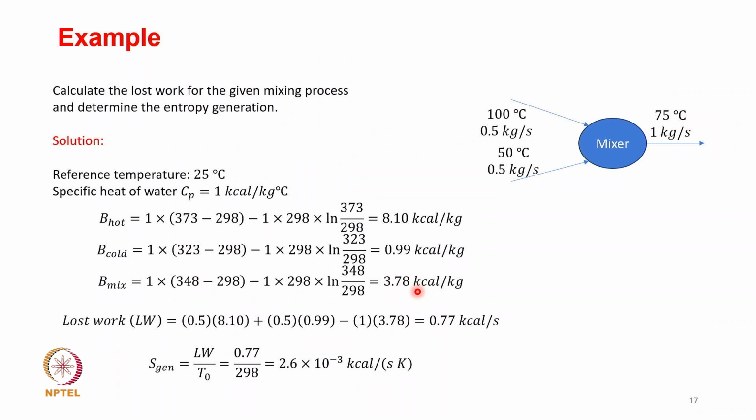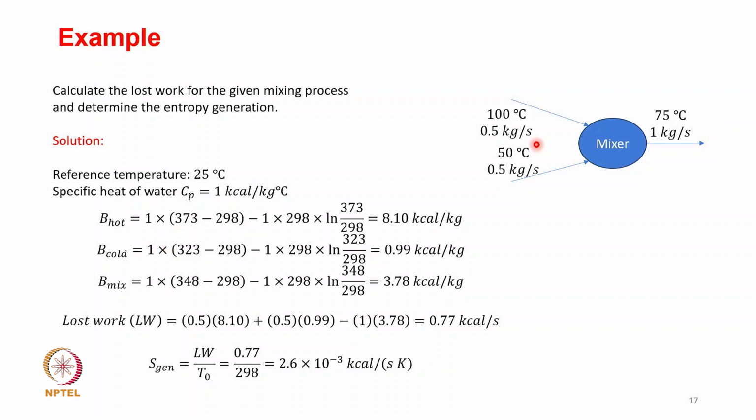So, now let us again try to do an example for calculation. A simple example again: you have two streams coming in having temperatures of 100 degrees and 50 degrees, with 0.5 and 0.5 kilogram per second flow, and after the mixing the temperature becomes 75 degrees and 1 kilogram per second is the flow rate out. So, we are interested in calculating the lost work for the given mixing process.